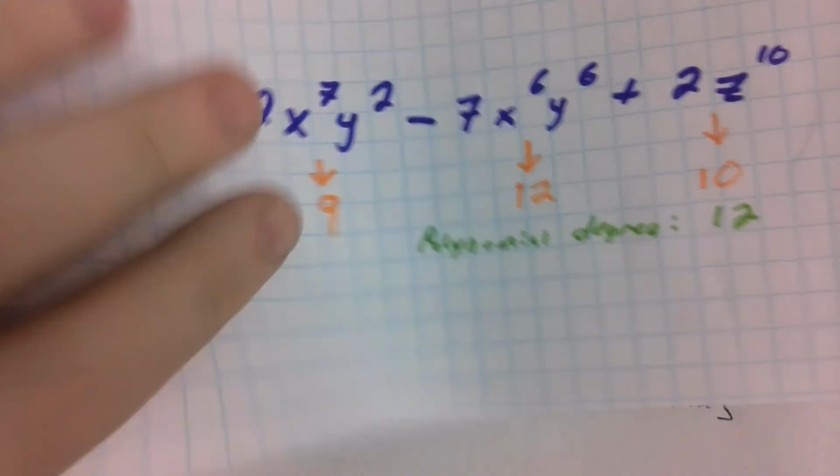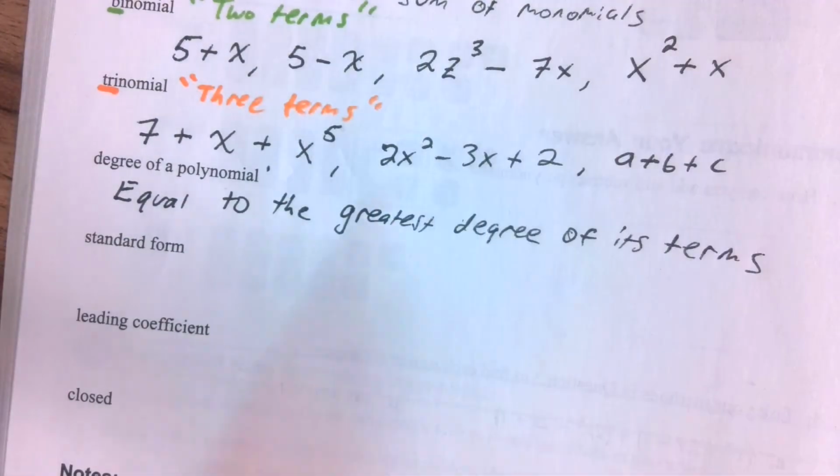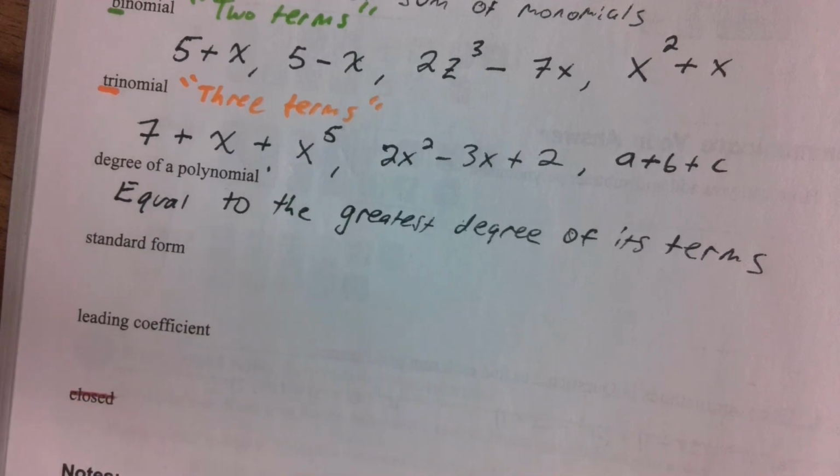All right, y'all, we're almost done with definitions. We've got 2 more to go. We are not going to be talking about closed. We're not going to give a definition for this yet. However, we are going to be talking about standard form and the leading coefficients.